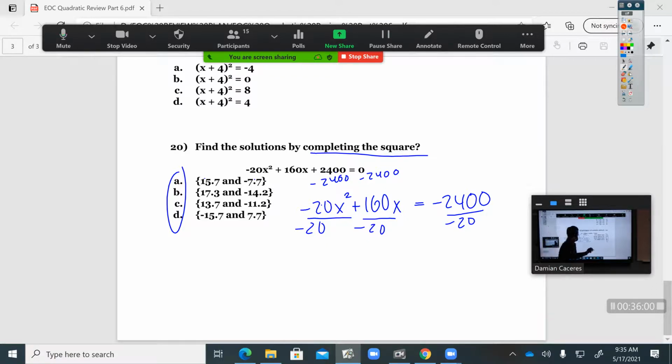If you do it to one of the terms, do it to all of them. Now that gives you x squared minus 8x equals 120.